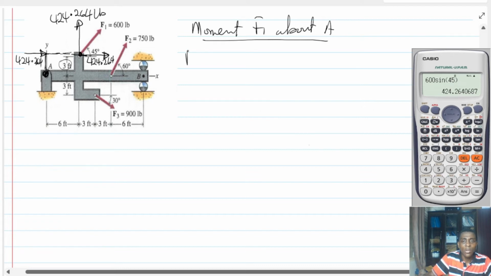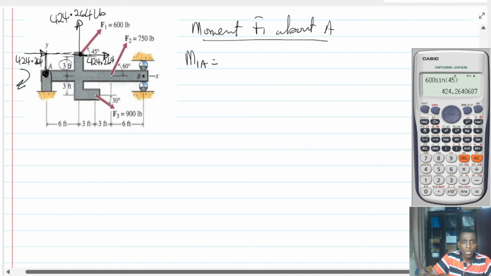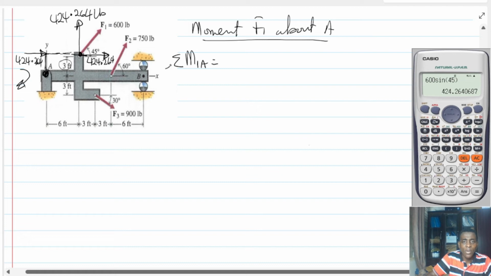Therefore, the moment about A, M1A, is going to be, with the horizontal direction, and don't forget that this moment is going to be in this direction for the horizontal force, which is clockwise. Now let's say that we are summing moment and counterclockwise is positive. So for this one, it's going to be minus 424.264.